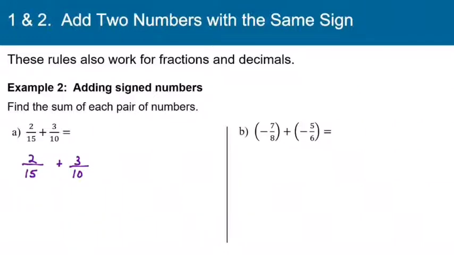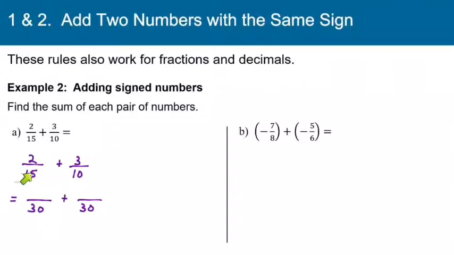And remember that the least common denominator is the smallest number that both of these numbers can go into. So I know that 15 times 2 is 30, so definitely 15 goes into 30, but also we know that 10 goes into 30. So we can use 30 as our common denominator. I'm going to go ahead and write down two fractions with a denominator of 30.